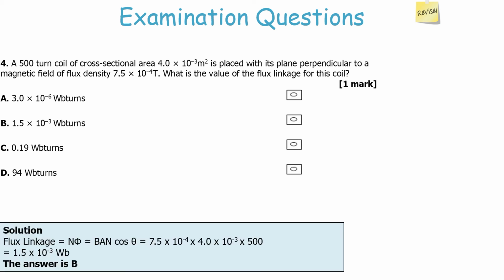Well, we've always got to remember the equations involved. That magnetic flux linkage is equal to N phi, where phi is BAN cos theta, which therefore, if you pop your numbers in, what's B? 7.5 times 10 to the minus 4. What is A? 4.0 times 10 to the minus 3. And what is going to be the value of N? Well, it's going to be 500 from the question. The angle is irrelevant because cos theta is just going to be equal to 1, so we can ignore it. We pop our numbers in and we get 1.5 times 10 to the minus 3 Weber turns, so our answer is going to be B.